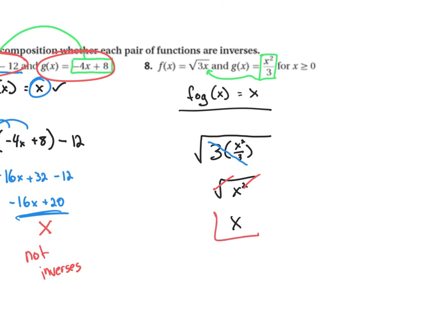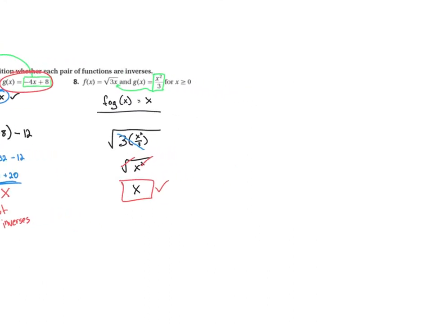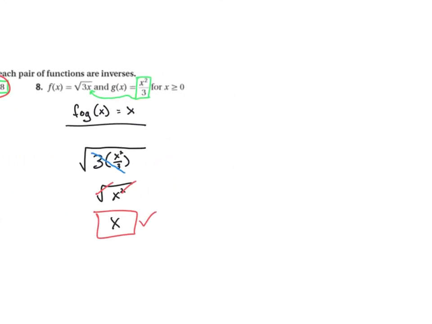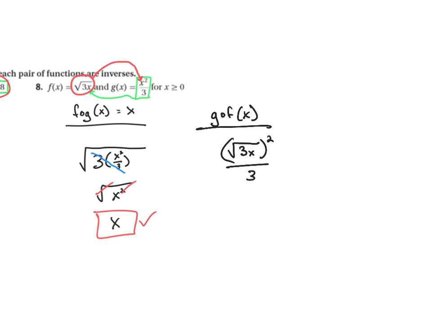Hey, this looks good. But now let's flip it and make sure it's going to work the other way. g of f of x. So what does that mean? That means we are going to take all of f of x and plug it in everywhere we see an x in the g of x function. So it's going to look like something like this. Square root of 3x, squared, over 3.